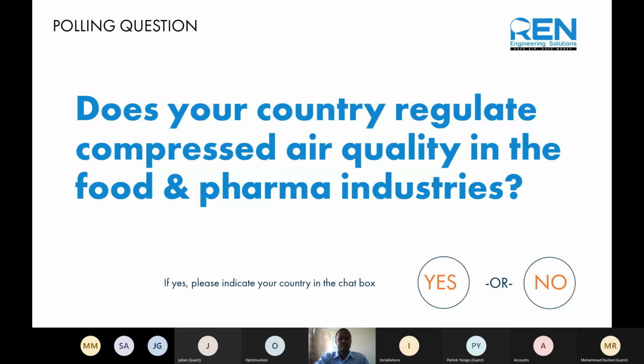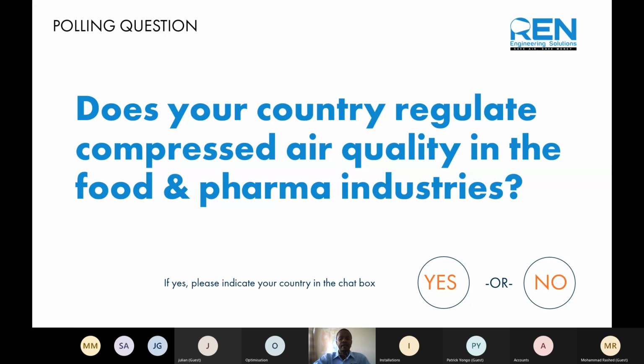Yes, food safety standards that you use locally, and especially because in Kenya we have ratified some of these standards under KEBS, such as FSSC 22000, the quality of your compressed air is regulated and you should definitely monitor it.